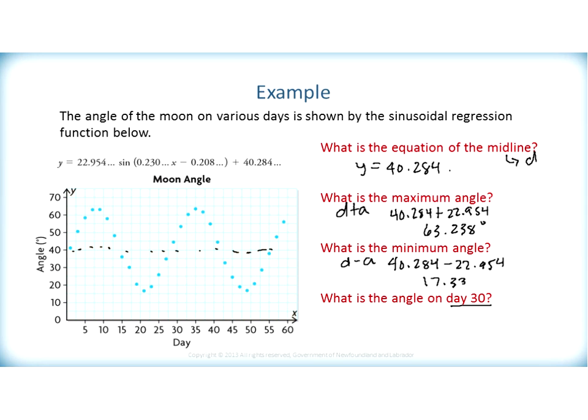When we put it into the equation, we can tell what it would be on day 30. It's going to be Y equals 22.954 times the sine of 0.230 times 30, day 30, subtract 0.208, plus 40.284. And when we use our calculator to do this, we get 42.958. Once again, that's not exactly what's on the graph, but it is what the trend tells us.